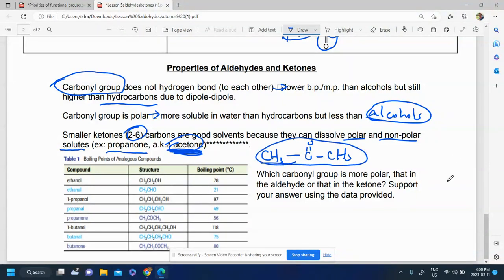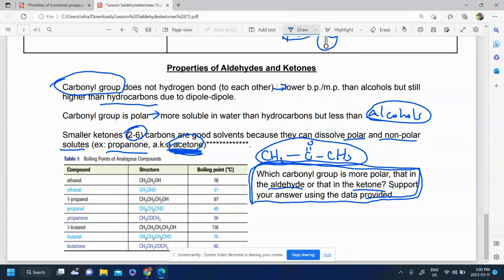So let's take a quick look at the polarity difference between aldehydes and ketones. You can actually use your data to answer this question over here. So before you watch the rest of the video, pause it, and then look at the data to try to figure out which carbonyl group is more polar, the aldehyde carbonyl group or the ketone carbonyl group, and use data to support it.